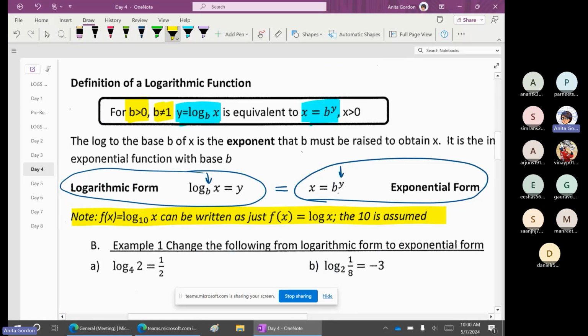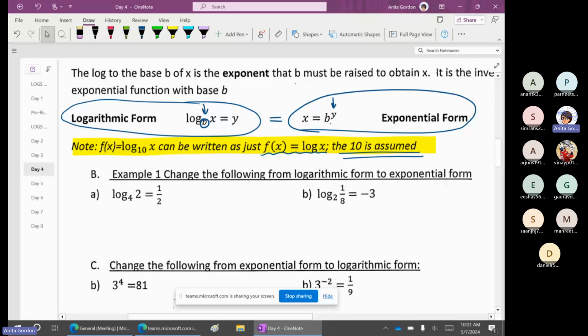base 10. If you see a function written without a little bit of a base here next to the log, we will always assume that the base is 10. Okay, because we know how to work with base 10 systems. Okay, if the base is not 10, then the b value should be something else. The number of the base should be in here. But if you don't see a base, then we are going to assume that the base is 10. So let's take a look at some examples.